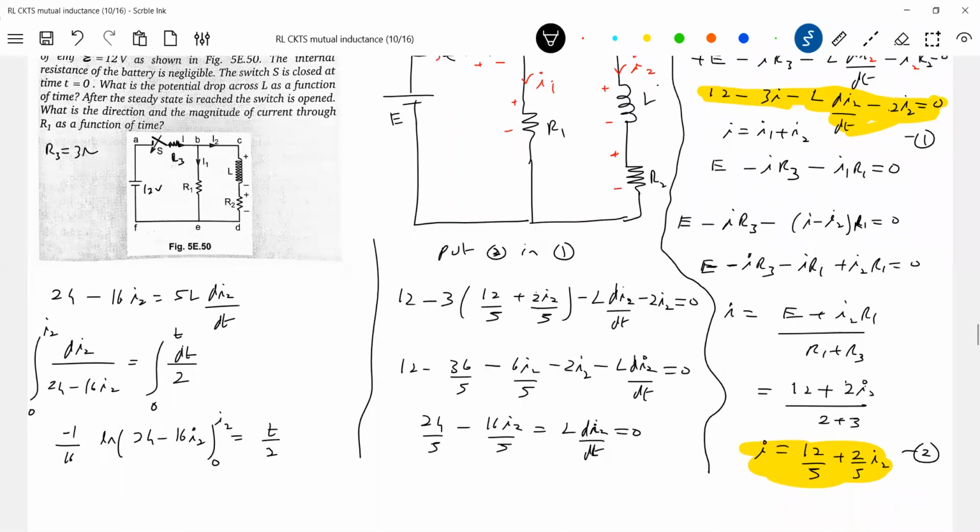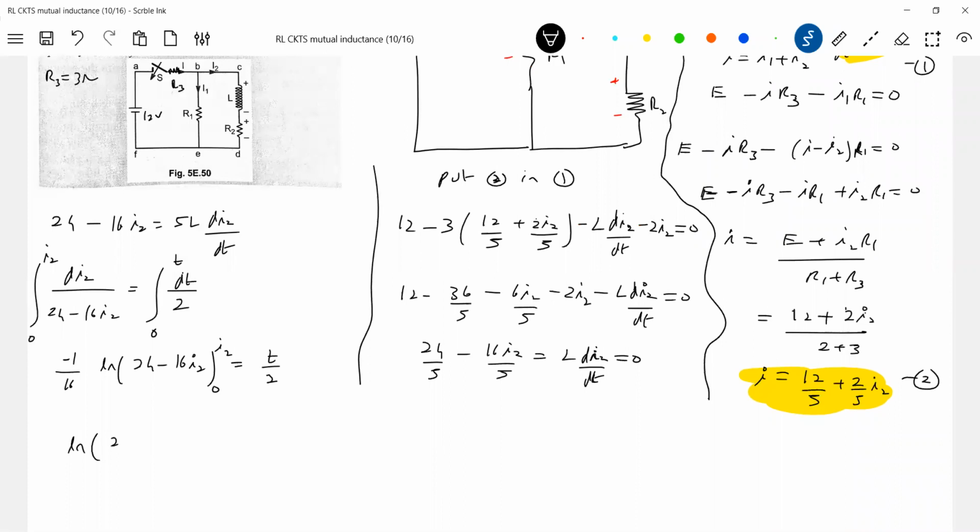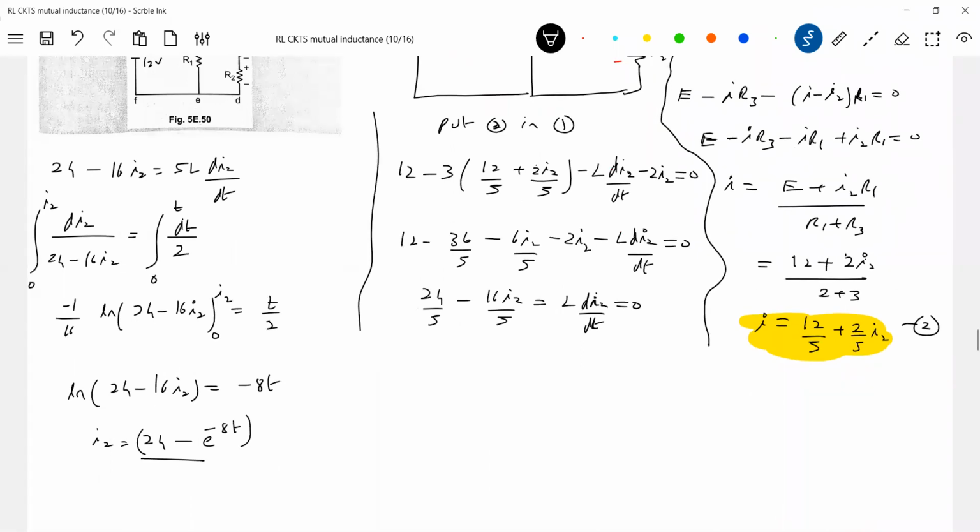Now solving this, log of 24 minus 16 I2 will be 8t. So this will become I2 is equal to 24 minus e to the power of 8t by 16. This is the expression for current as a function of time.